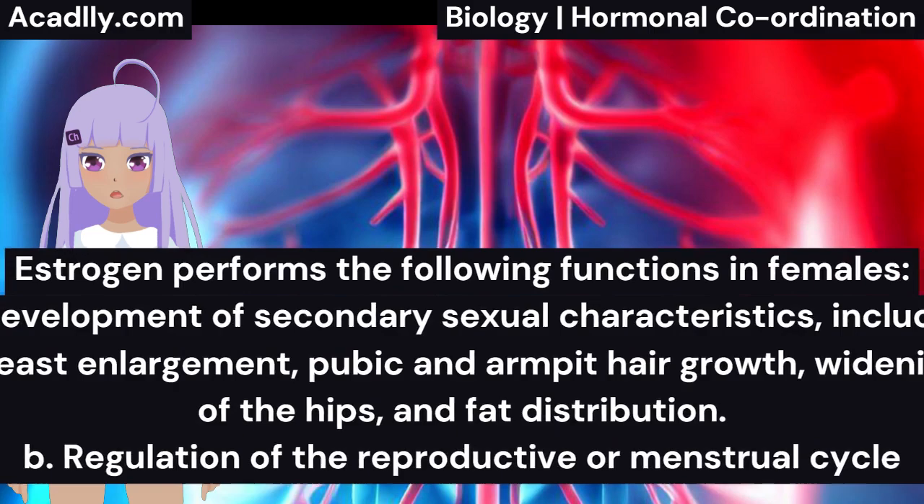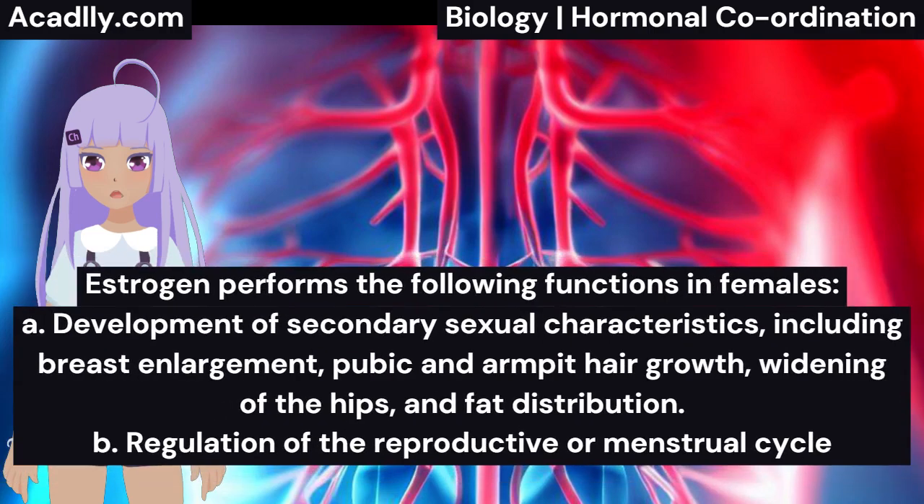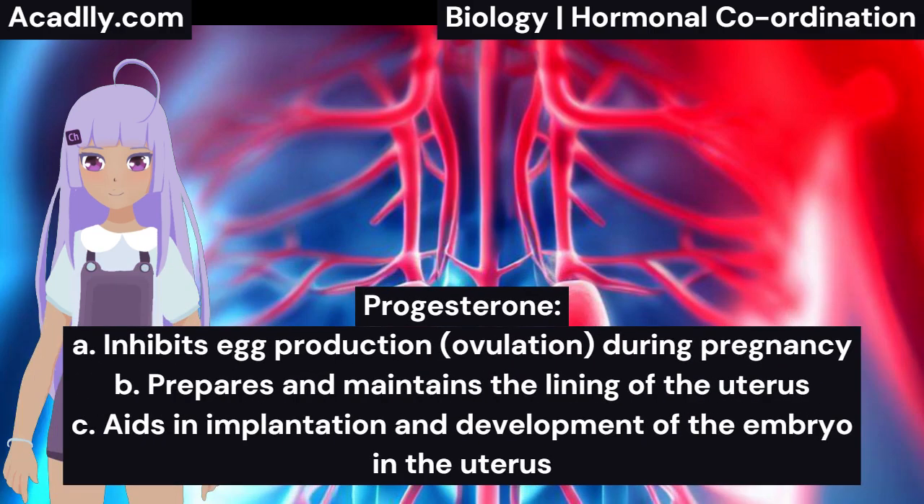voice. Estrogen performs the following functions in females. A. Development of secondary sexual characteristics, including breast enlargement, pubic and armpit hair growth, widening of the hips, and fat distribution. B. Regulation of the reproductive or menstrual cycle. Progesterone. A.